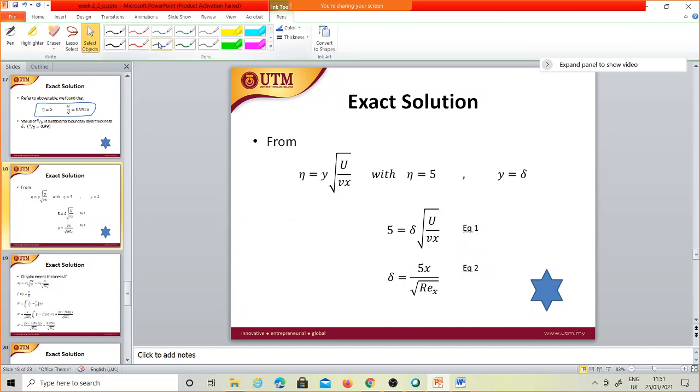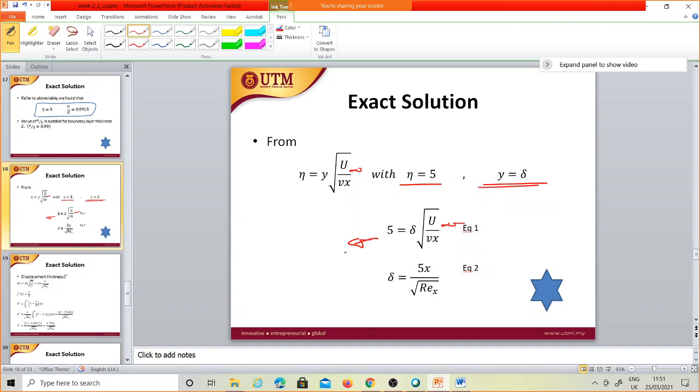So in this case, you can write eta is equal to y times g, where g is the square root of u infinity by mu x. When eta is equal to 5, your y will become delta, that is the thickness, right? So if you put it here, 5 equals delta times the square root of u infinity by mu x. This can be written as delta is equal to 5x over the square root of Re_x, the Reynolds number.